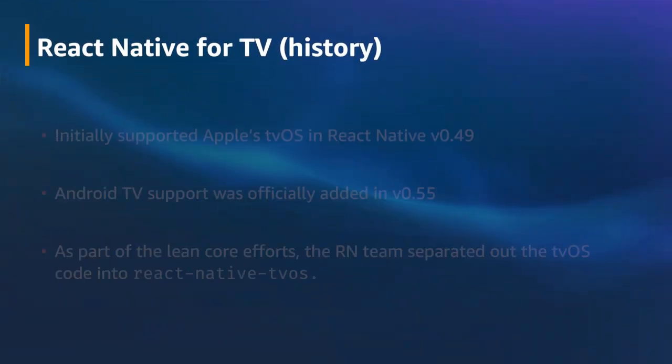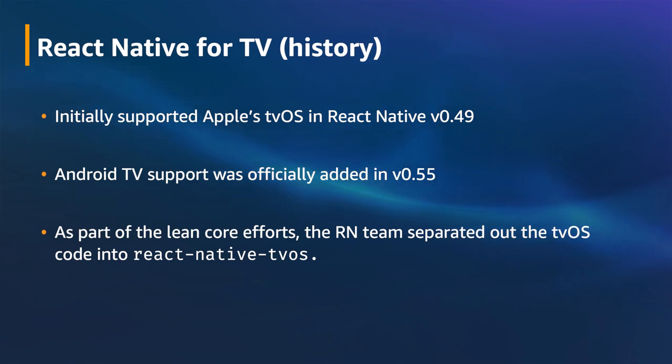Cool. So React Native for TV has actually been around for quite a while. The first mentions that I was able to find, and this is a bit difficult because the archive.reactnative.dev site's security certificates are broken, so you can't actually access it anymore, which is a bit of a shame. But the earliest reference I could find is in version 0.49, where it talks about tvOS and some of the improvements that they've done to the tvOS build. Android TV was added in 0.55, and more recently, after 0.62, there's been an effort to take the TV-related logic within React Native and move it into React Native TVOS, a dedicated repository, to make the core internals of React Native as lean as possible.